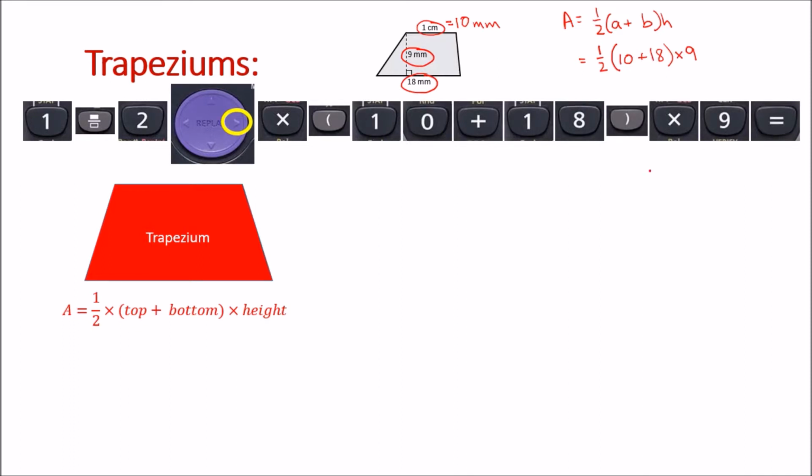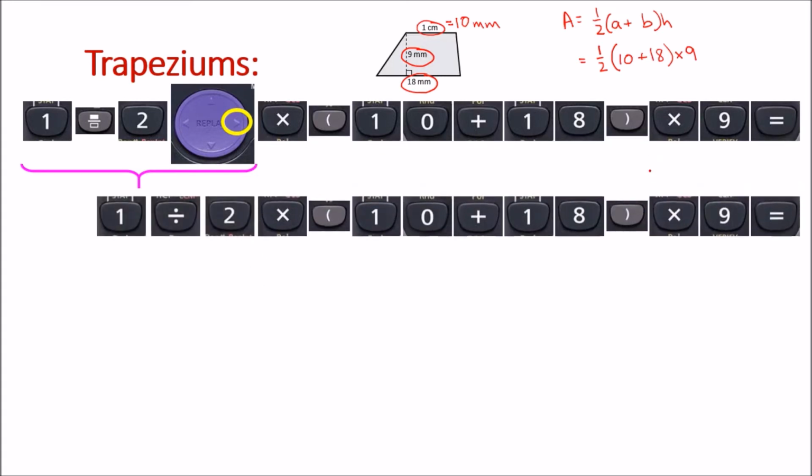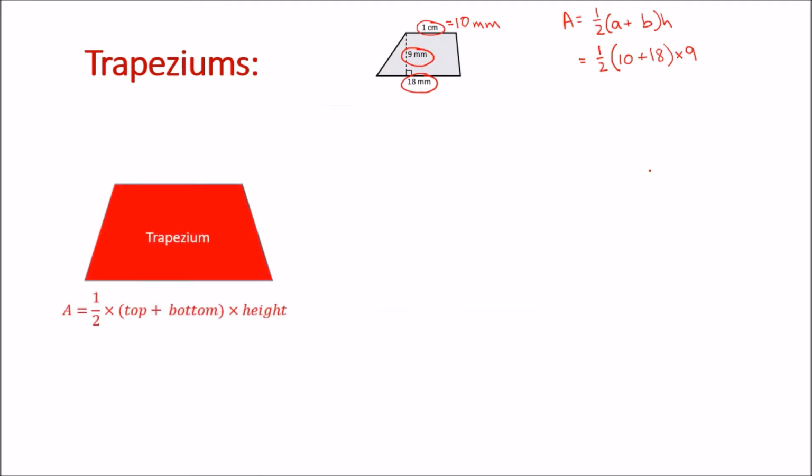But remember, if you want to, instead of doing the fraction button, you can do 1 divided by 2 and then do everything else, so times, open bracket, etc. Or you could do 0.5 and then all of those other button presses. The most important thing is that you are using those brackets. So after you've done all of that, you should get an answer coming out at 126. Our measurements were in millimeters, and because it's area, it's squared units.